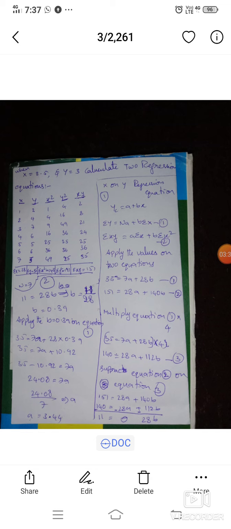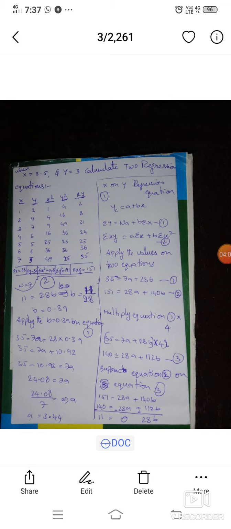Next, sigma xy is 151, which is equal to 28a plus 140b. Multiply equation 1 by 4: 35 into 4 is 140, and 7a into 4 is 28a, plus 28b into 4 is 112b. Subtract equation number 2 from equation number 3.